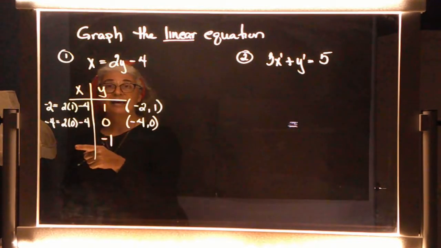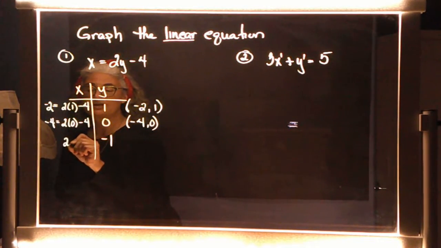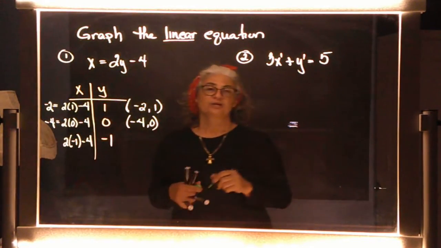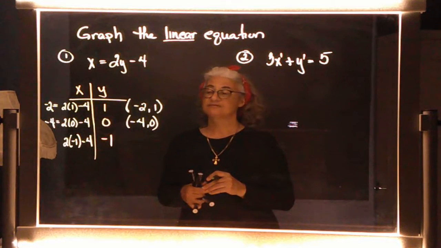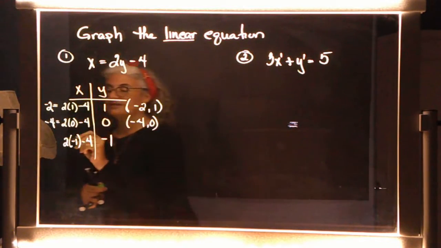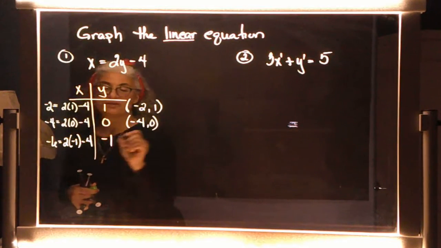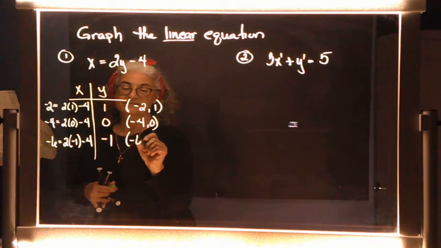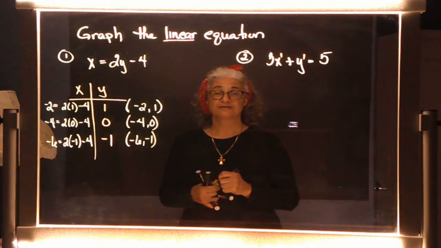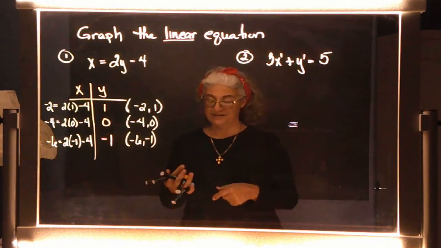To find that x, I have to do 2 times negative 1 and then minus 4. So 2 times negative 1 is negative 2, minus 4, negative 6. So this point would be negative 6 on x and negative 1 on y. Cool? All right, so let's graph this thing now, shall we?